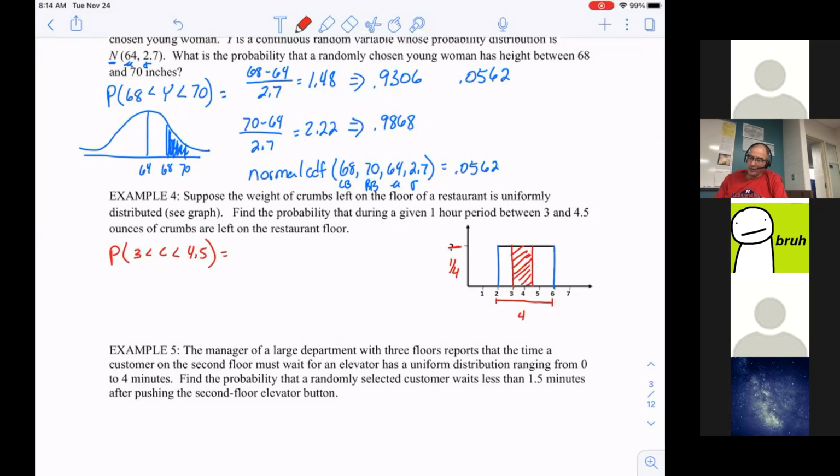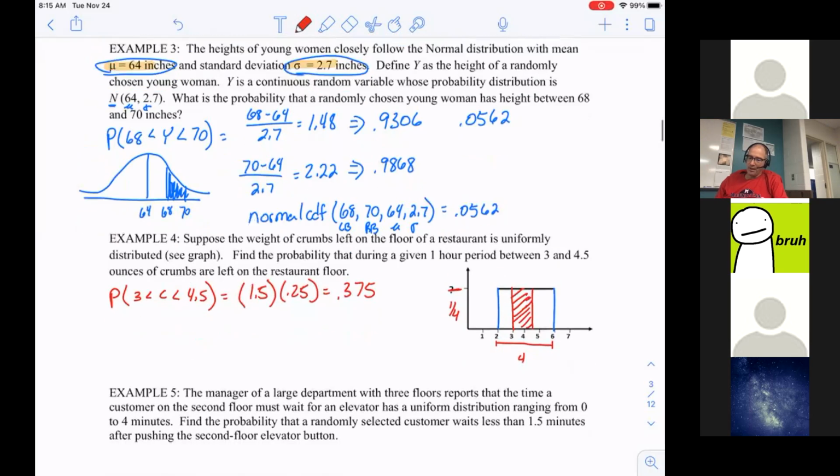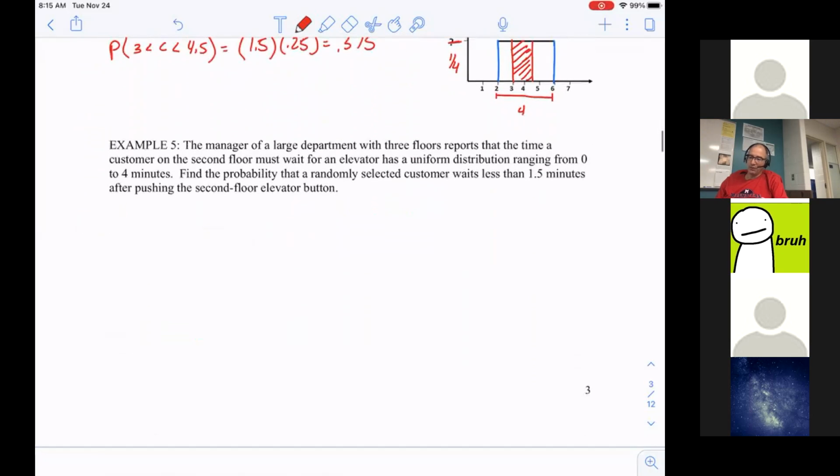To find that area, we're going to take the width, which is 1.5, times the height, which is 0.25. It's really just the area of that shaded rectangle in red, and it looks like that's 0.375. So that was again different styles of problems. We're doing continuous variables. It's always the area under a curve. We started out with our bell-shaped normal curve, that single symmetric single-peaked curve, and we went to a uniform, and I believe example number 5 is another uniform one.